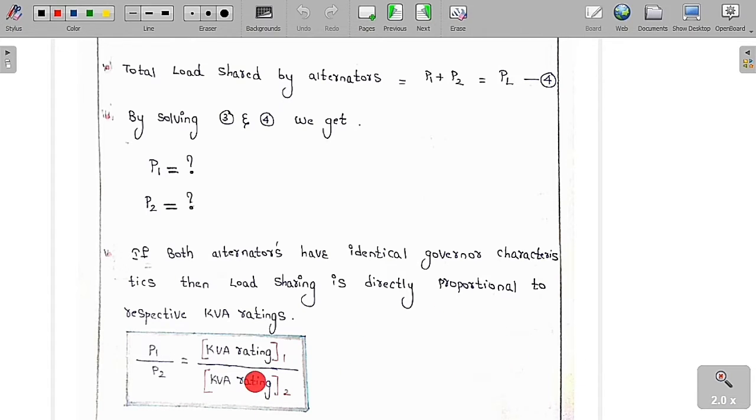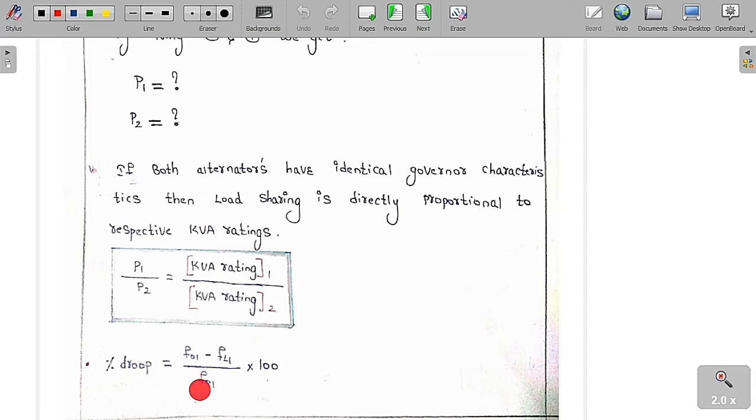So P1 by P2 is equal to the KVA rating of the first alternator by the KVA rating of the second alternator. It's a very important point. Whenever both alternators have identical governor characteristics, then load sharing is directly proportional to the respective KVA ratings. So P1 by P2 is equal to KVA rating 1 by KVA rating 2.